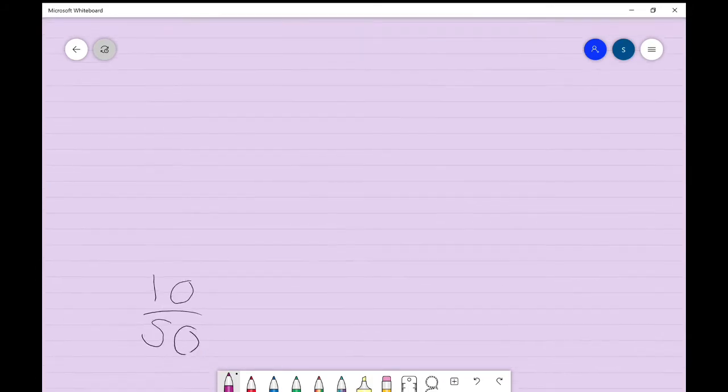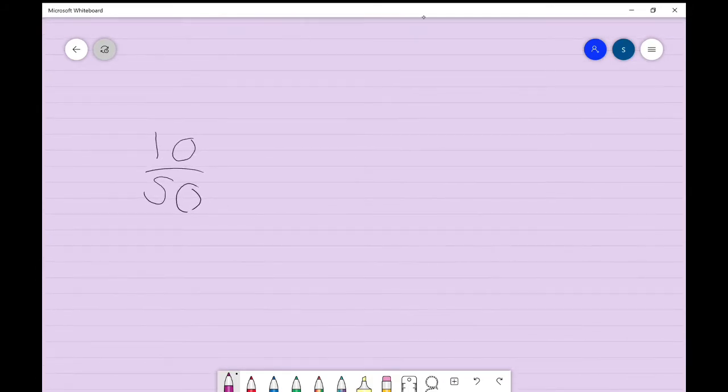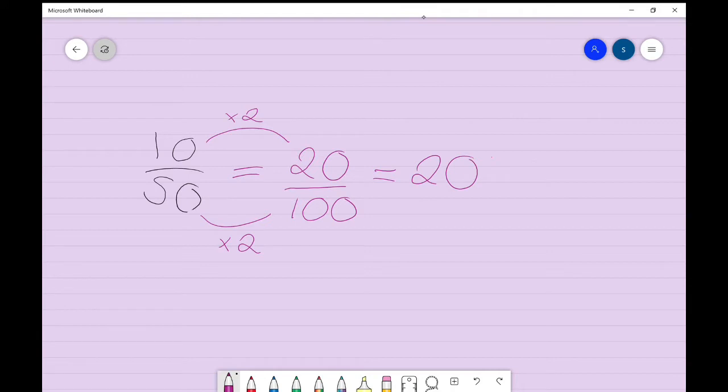Now let's look at 10 out of 50. We can convert this fraction into a fraction out of 100 by timesing by 2 for the numerator and the denominator. 10 times 2 is 20, so 10 out of 50 is 20%.